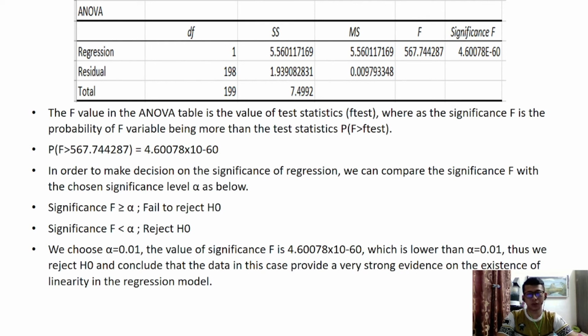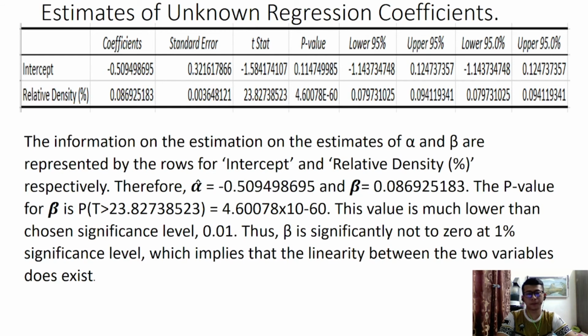We choose alpha as 0.01. The value of significance of F is 4.60078 times 10 to the power of negative 60, which is lower than the alpha value. So we reject the H0 and conclude that the data in this case provide very strong evidence of the existence of linearity in the regression model.